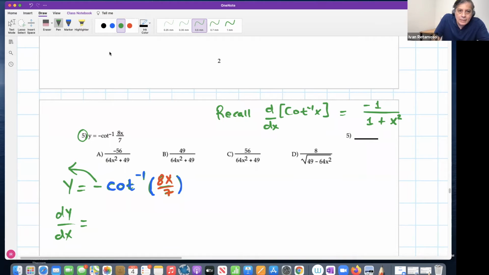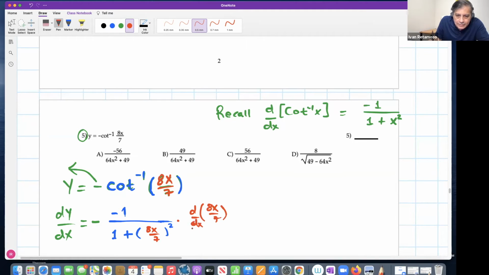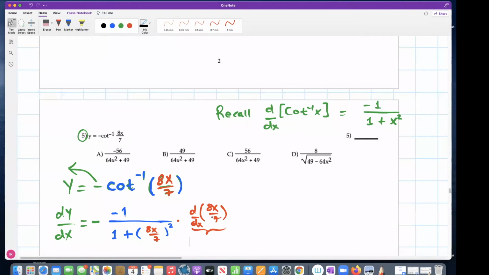The negative sign should come outside of the derivative, and then you focus on taking the derivative of this composite function. Derivative of cotangent inverse is minus 1 over 1 plus something squared. But what is that something? The inside function, 8x over 7. That's why in the formulas they put these parentheses to help you out. Times the derivative of this. But what is the derivative of 8x over 7 with respect to x? 8 over 7. Excellent.